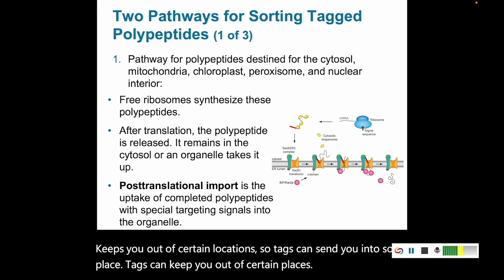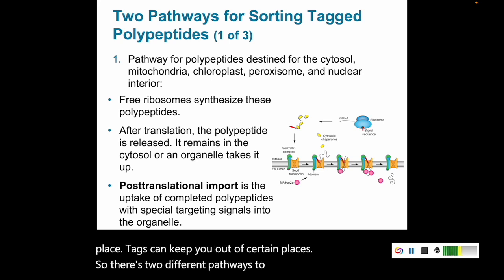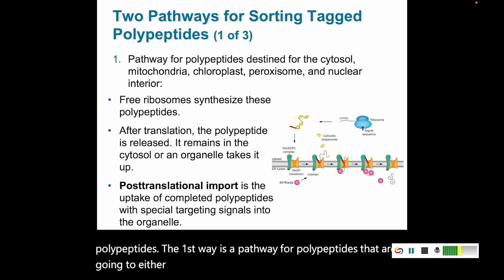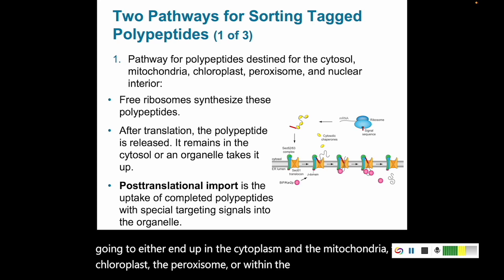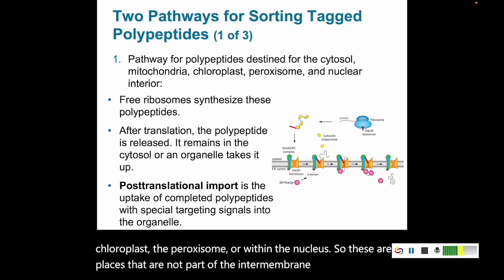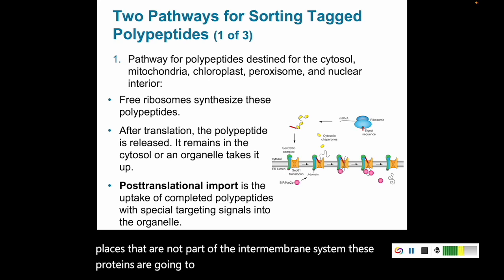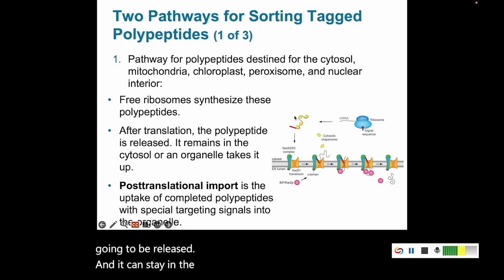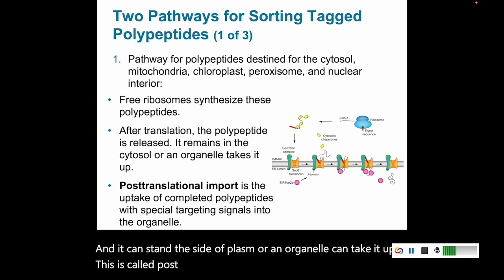So there's two different pathways to sort those tagged polypeptides. The first way is a pathway for polypeptides that are going to either end up in the cytoplasm, in the mitochondria, the chloroplast, the peroxisome, or within the nucleus. So these are places that are not part of the endomembrane system. These proteins are going to be created on free ribosomes within the cytoplasm, like here. Then after being translated, that protein is going to be released, and it can stay in the cytoplasm, or an organelle can take it up. This is called post-translational import because it is imported after translation.